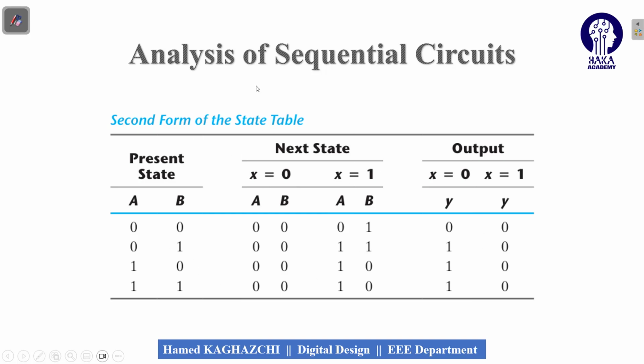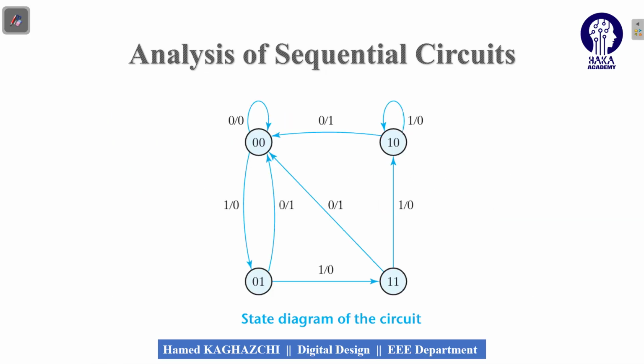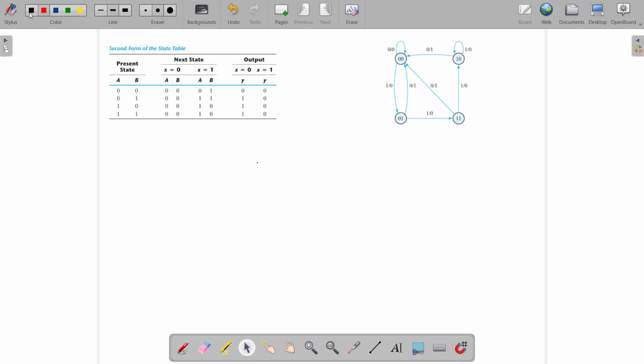So you can draw this table. Now, after drawing the state table, you have to draw the state diagram as the last section of analyzing the sequential circuit. I will explain how we can draw the state diagram of the sequential circuit. Okay, now after drawing the state table, I want to produce the state diagram. Look here.